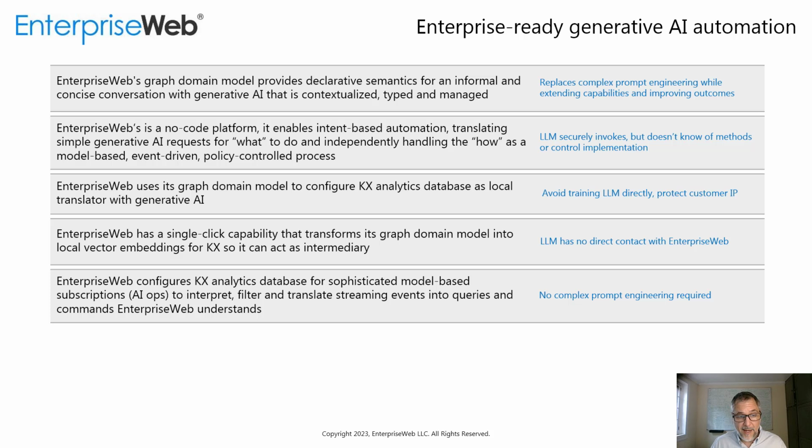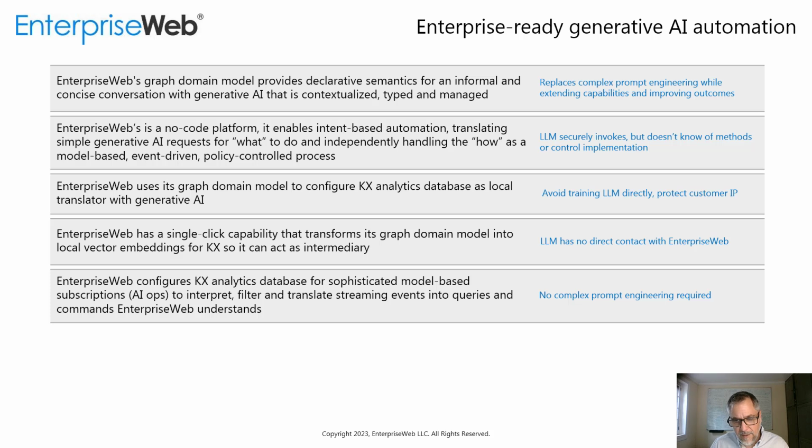So this is actually AI ops, right? Instead of just giving us this unfiltered stream, KX is actually doing work on its side to translate from the neural net language, the vector-based language of the LLM and generative AI, into the symbolic language of Enterprise Web, right? So that's allowing it to interpret, filter, and translate into the queries and commands that Enterprise Web understands. It's also eliminating the need for complex prompt engineering, right?